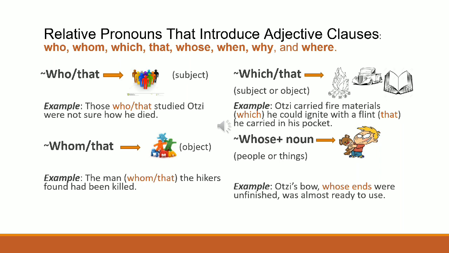Whom or that as object. Example: the man whom the hikers found had been killed. Whose plus noun, people or thing, to indicate possessives. Example: Otzi's spear, whose ends were unfinished, was almost ready to use.